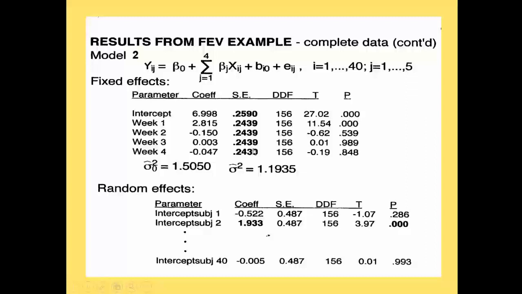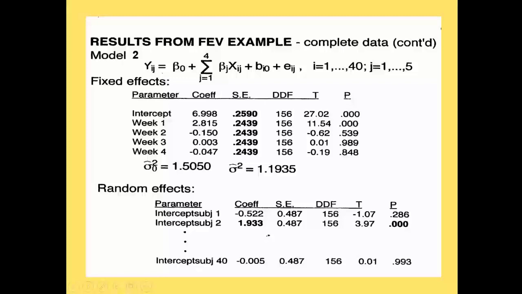And this is what I get for sigma naught square and sigma square. Now, what I didn't show you here is correlation structure. But could you tell me, based on what I gave you here, what the correlation structure is? What's the correlation structure for this model? You know what it is based on what I said at the beginning of class?